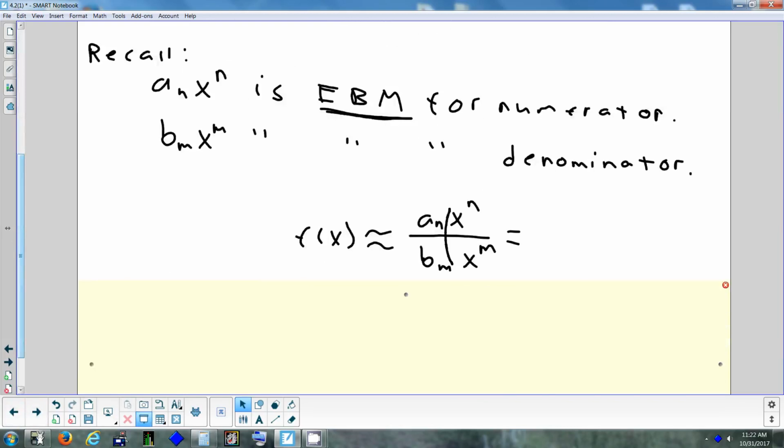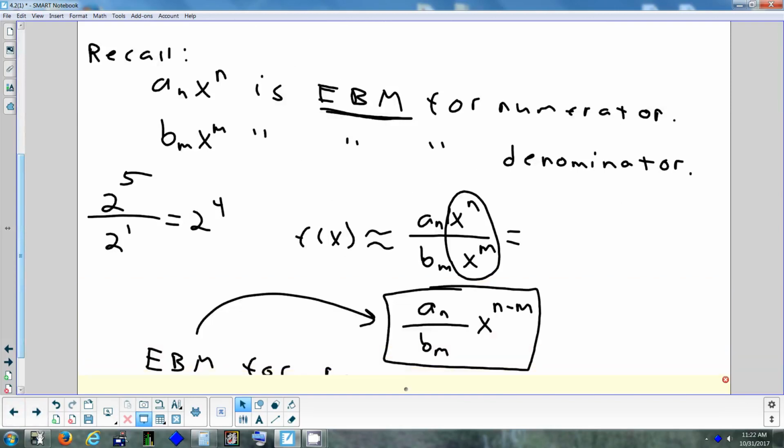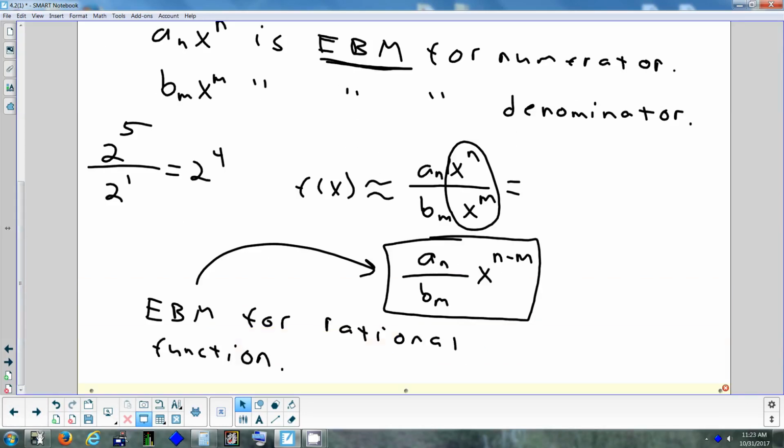Now, when you divide two things that have the same base, anybody remember what you do with your exponents? Subtract them. You subtract them. It's like if you had 2 to the 5th over 2 to the 1st, that's 2 to the 4th, which is 5 minus 1. So same thing here. Subtract your exponents. And the number in front of x in the top and in the bottom, those will be actual numbers. Maybe it'll be like a 3 and a 2 or something. Okay, so find the EBM in the top, find the EBM in the bottom, divide them.